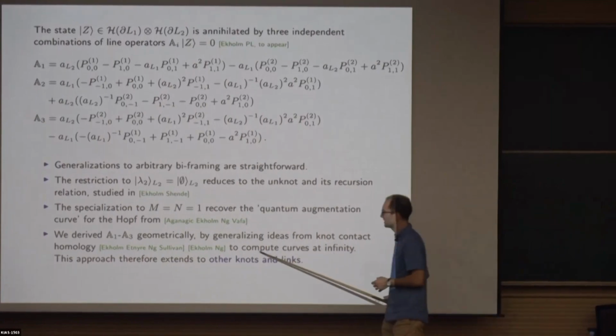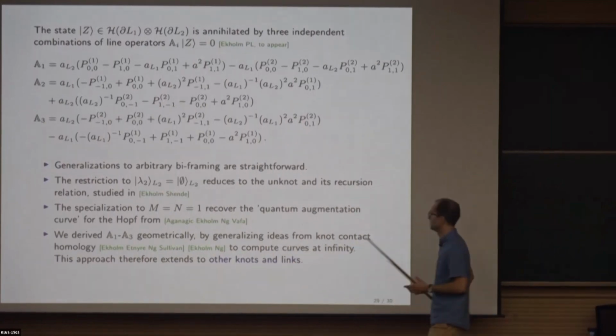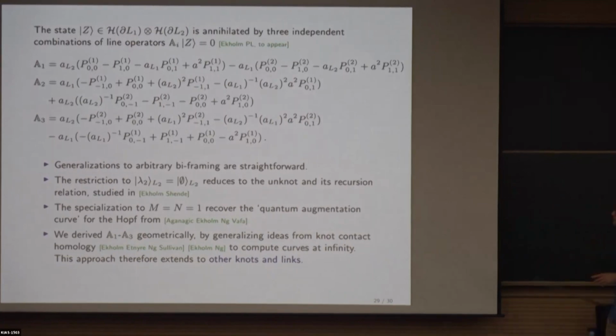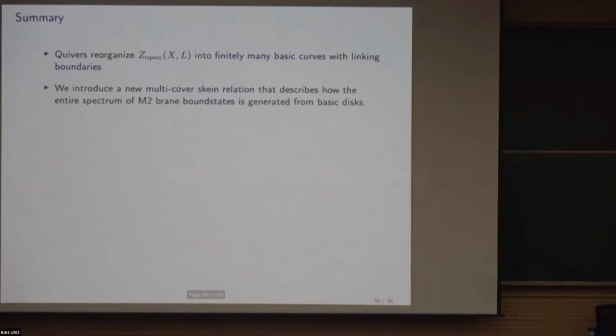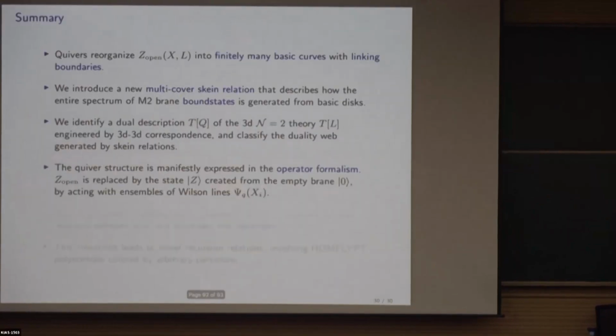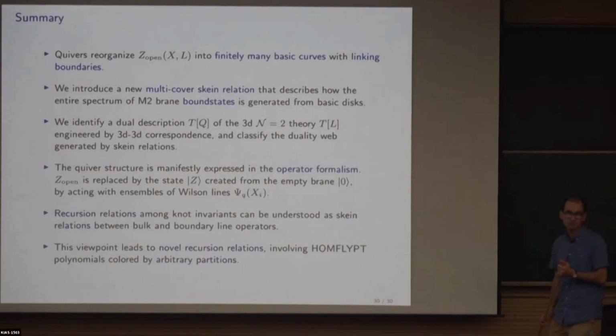Anyways, the point is that this can be done systematically for other knots and links, and so you should be able to compute these kinds of recursions for all-rank partition functions in other cases as well. Right, way out of time, so I think I'll just leave my conclusions here and stop.